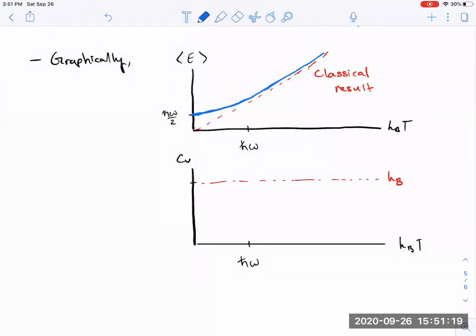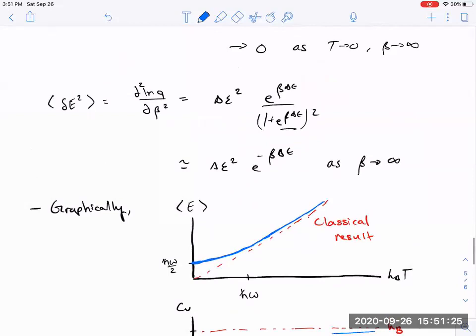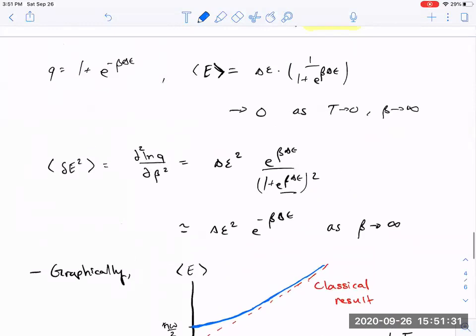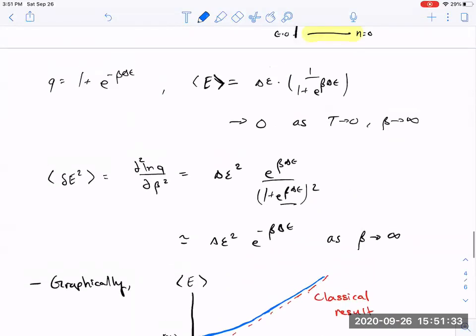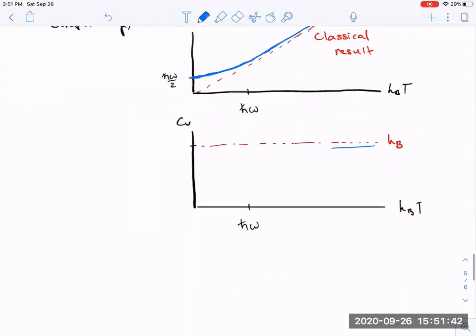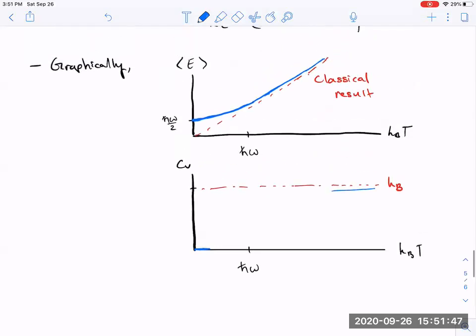The quantum mechanical result, we know, will approach that and do so exponentially, as we learned in this effective two-level system. At really low temperature, the system is down only in its ground state. It does not fluctuate. So at low temperature, there are no energy fluctuations, and correspondingly, the heat capacity is 0. So this should be a little flatter. And then there's some interpolation that will look something like that.